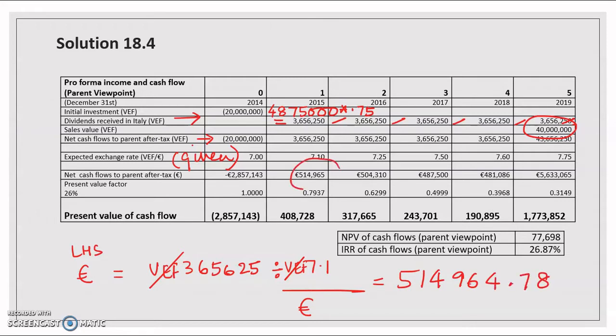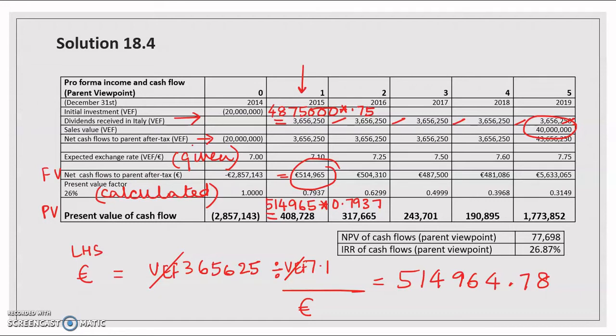It gives me 1,514,964.78, which has been approximated and rounded off in this case. The same present value factors can be used again, which you've already calculated in your project viewpoint. So these are the future values. In order to get your present value, you will take 1,514,965 times 0.7937. Okay, so this is how. Try and do each column first so it's easier.